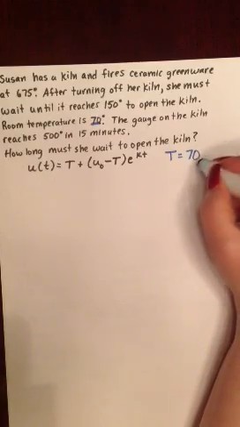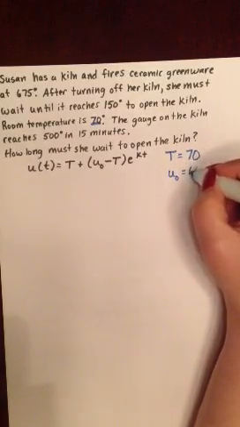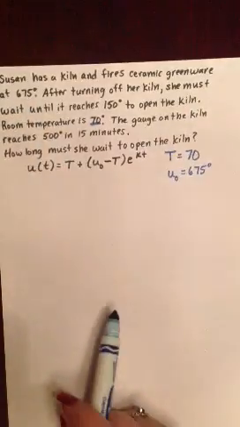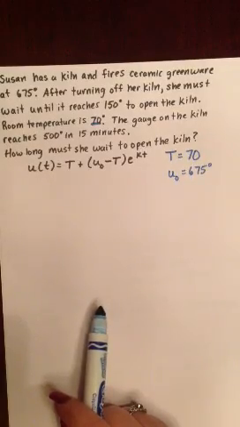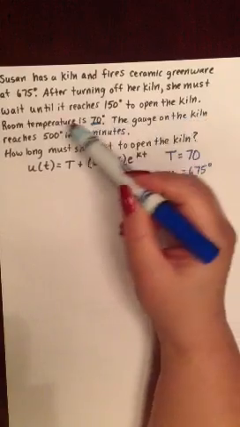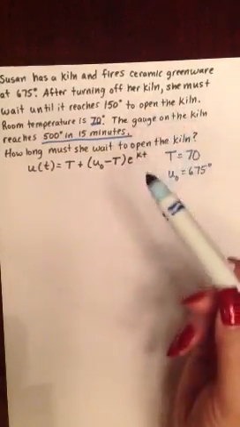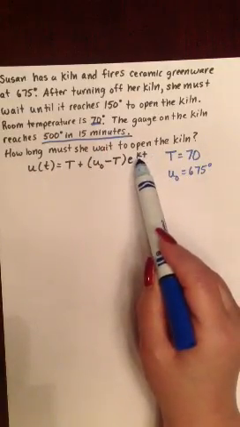U sub 0 is the temperature we start with, and we're going to say that the temperature the kiln reached was 675. So that was what we started with, okay? And then they always give you a little caveat. It says the gauge on the kiln reaches 500 degrees in 15 minutes, okay? So I'm going to use 500 degrees in 15 minutes, and that's how I'm going to solve for k.